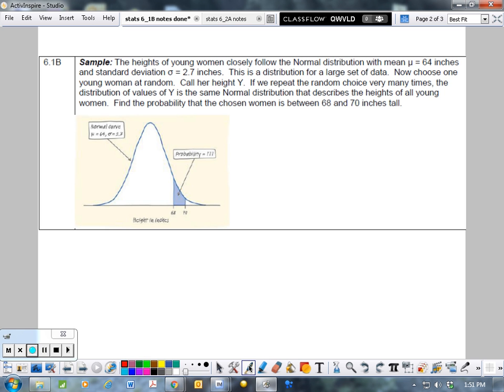Okay, so sample problem. The heights of young women closely follow a normal distribution with a mean of 64 inches. That means when we come to our normal curve, our mean would be 64 inches. And a standard deviation of 2.7 inches. So here's our mean. Here's our standard deviation. This is a distribution for a large set of data.